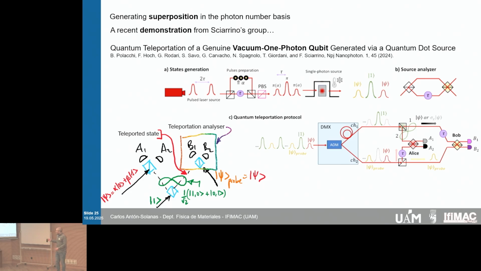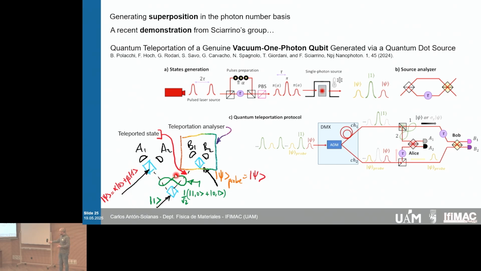One curious thing about this superposition state is that the group of Fabio Sciarrino in La Sapienza, they have used this scheme in order to prove quantum teleportation. Instead of using a quantum state that is encoded in polarization, they are using a quantum state that is encoded in a superposition of 0 plus 1 state, which is the probe beam that you see here. You see that this scheme is exactly the same as the one that was used back in the days by Zeilinger in order to prove for the first time the quantum teleportation protocol.